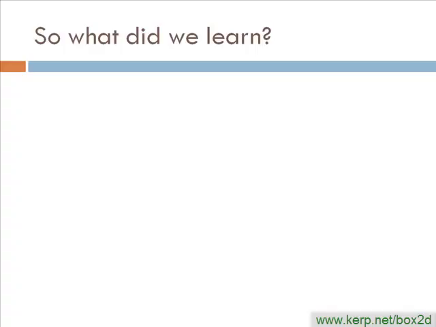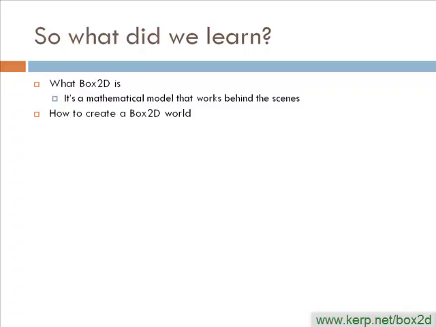So let's review what we've learned. We've learned that Box 2D is a mathematical model that sort of works behind the scenes to simulate objects moving in a real-world environment. We learned that if we want to create a Box 2D world object to do all of this simulation, we need to define the size of the world, we need to define the gravity, and we need to tell it whether or not to ignore sleeping objects, and normally it should.